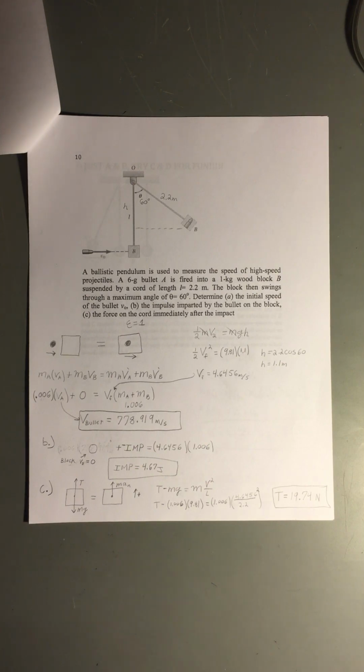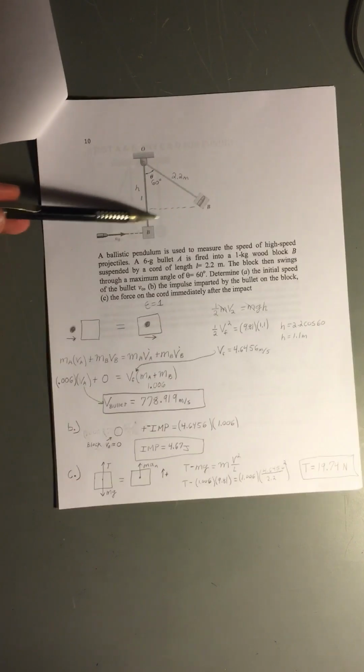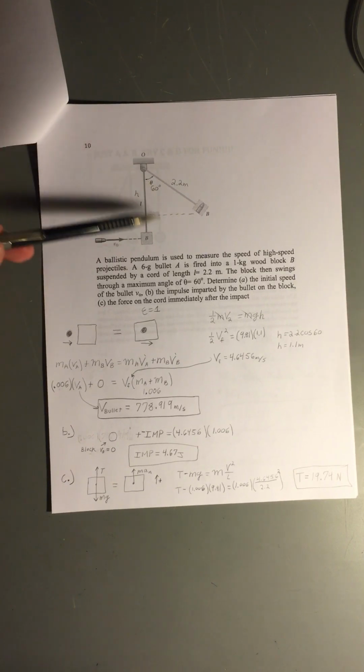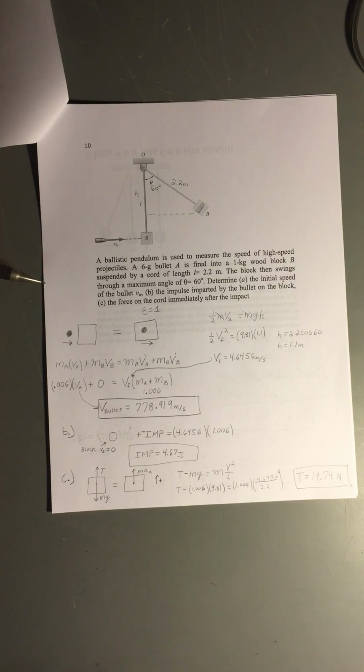Okay, so this is problem number 10. This problem has a ballistic pendulum, and I remember doing some of these from Physics 1. They're kind of an interesting concept. Basically the block B here is at rest, and once the bullet is fired, it hits this block and they stick together, and then the pendulum will swing up to a height. By knowing that height, we can figure out the initial speed of the bullet, which is what they want us to solve for first in this problem.